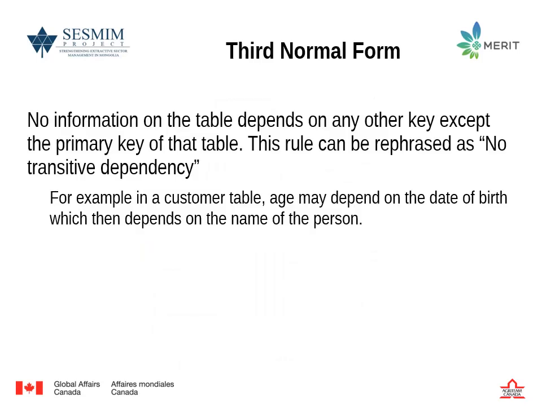Now third normal form. Once a table is in first and second normal form, to be in third normal form, no information in the table depends on anything other than the primary key of that table. That means no transitive dependencies, which is different than partial dependencies. For example, if we had a customer table, the age may depend on the date of birth, but the date of birth depends on the name of the person. For it to be in third normal form, everything needs to depend on one key, the primary key.